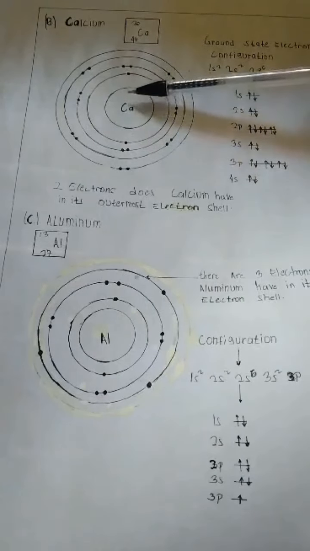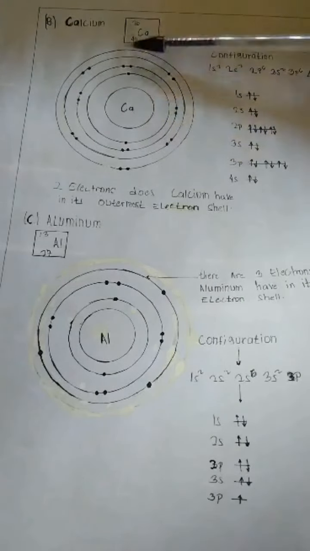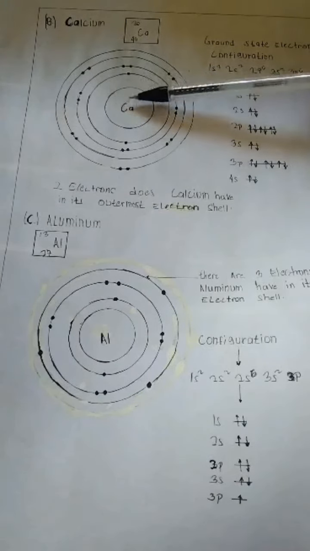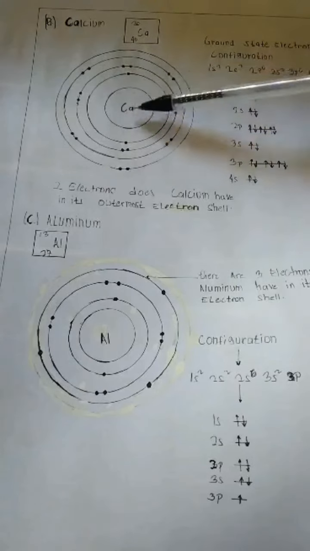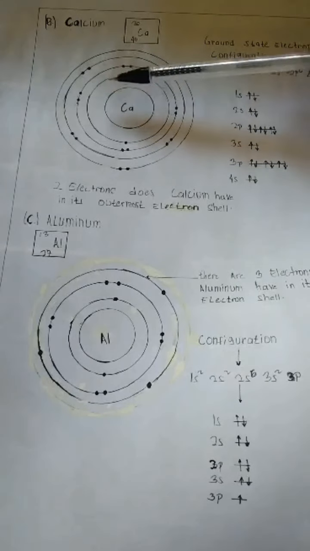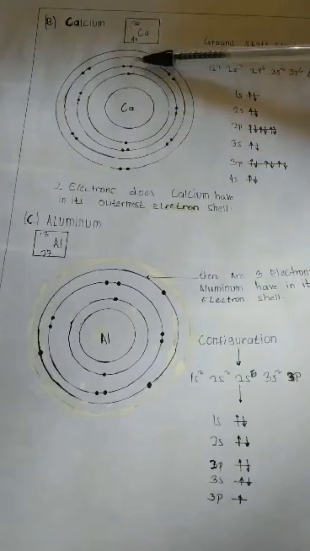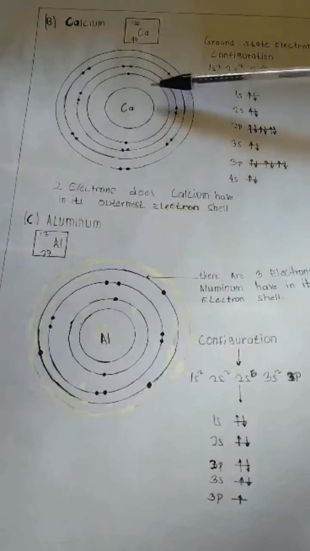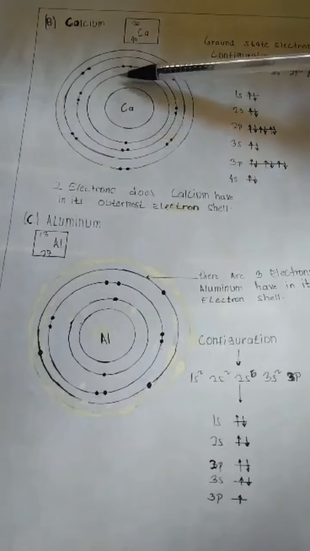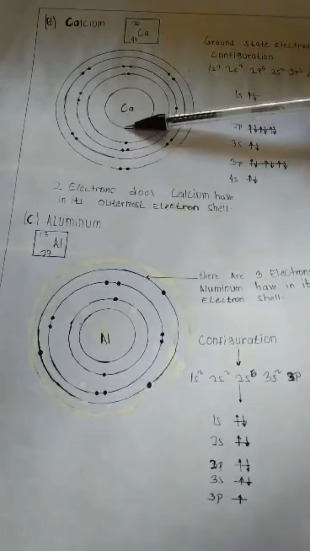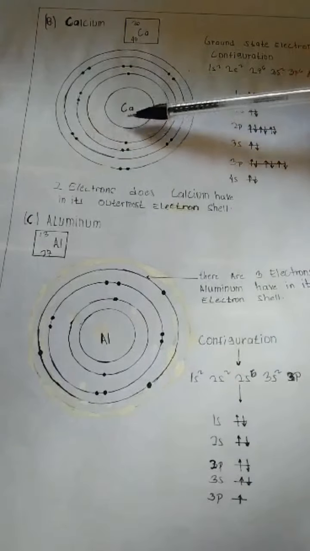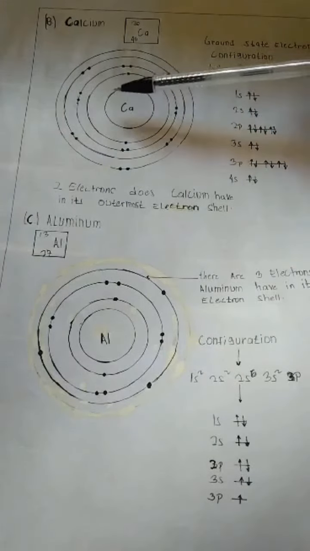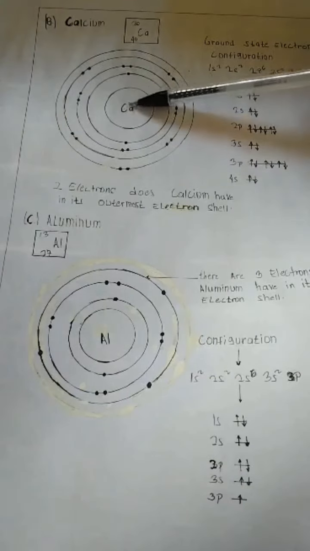And then 20 minus 2 is 18. Make sure you distribute them properly. That means we need to put the other electrons. So 20 minus 2 equals 18. We need to draw another ring, the second ring. And remember the second ring can hold a maximum of 8 electrons only. We are aware that the center contains the protons and the neutrons.